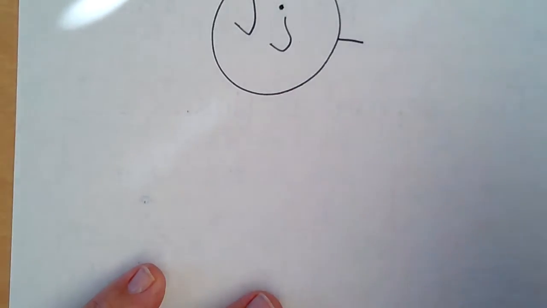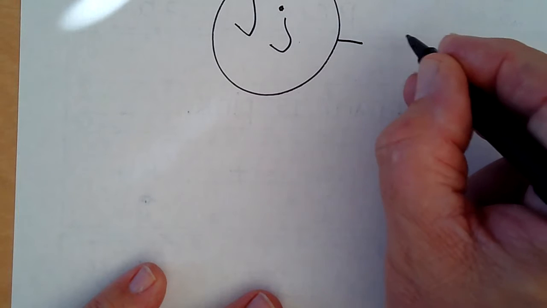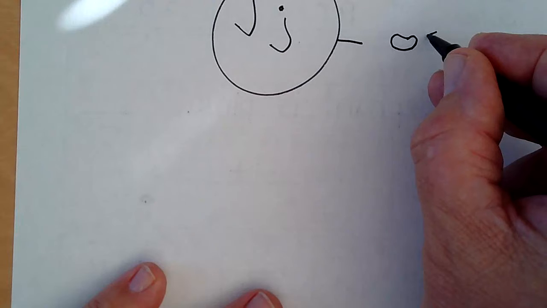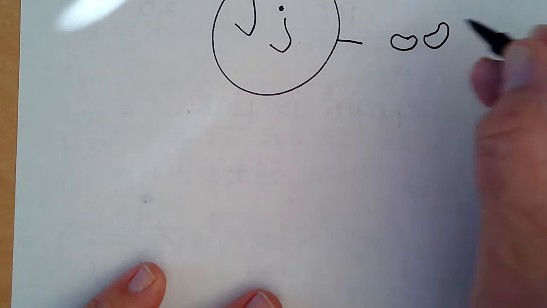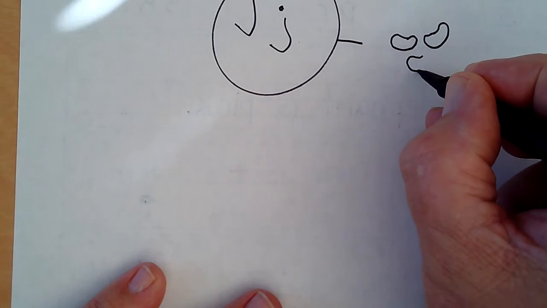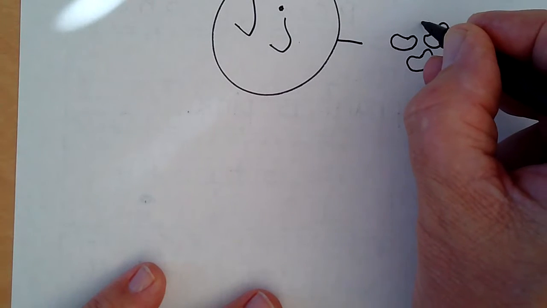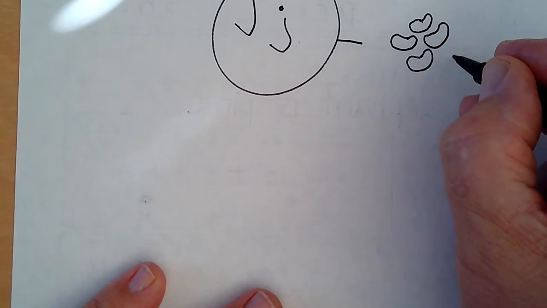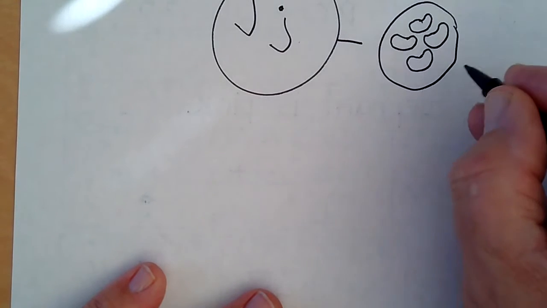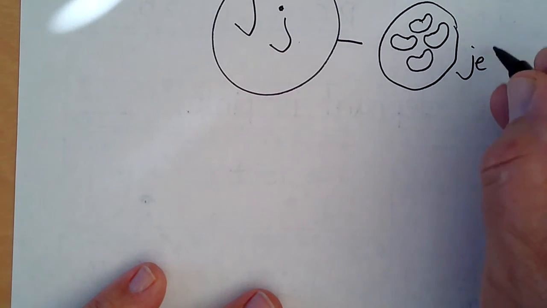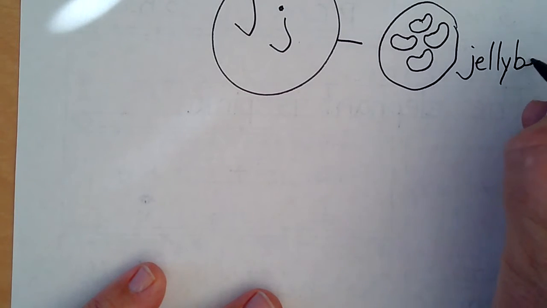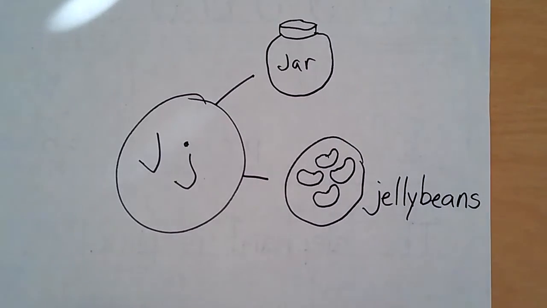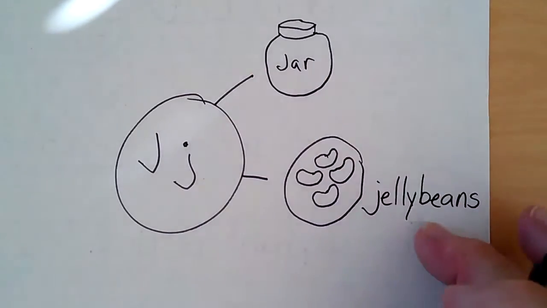And let's see, another J. Oh, I'm going to draw this and this and this and this, and that, boys and girls, is how I would draw jelly beans. Jelly beans, my jar and my jelly beans.